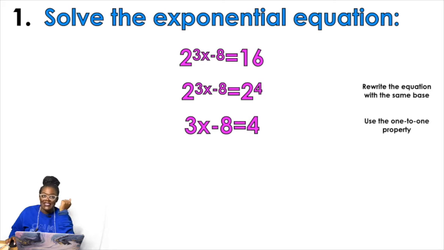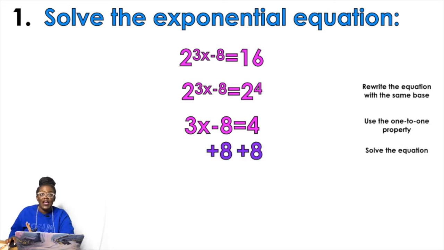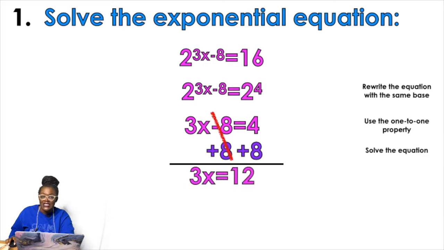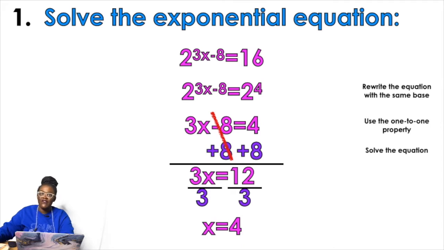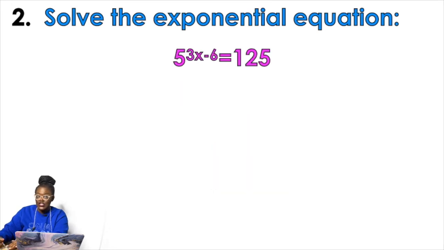3x minus 8 equals 4. And now I just have a regular two-step equation. We're going to add 8 to both sides, divide by 3, and we get x equals 4. Okay, very good. That was easy, right?